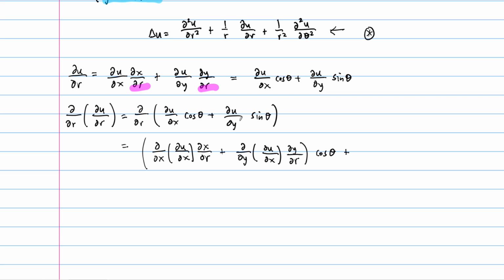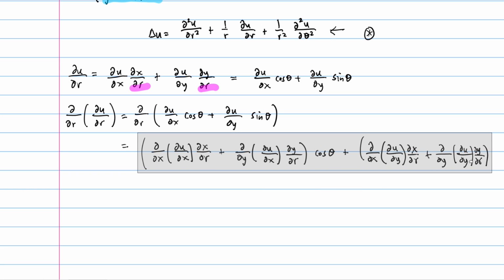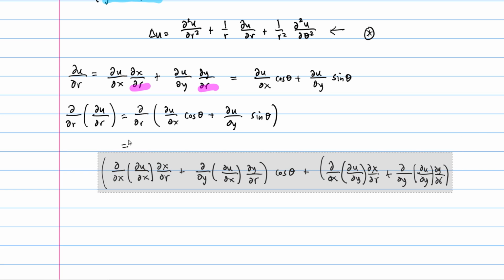Plus the chain rule is going to apply the same way here, right? So it's going to be d by dr. So what's it going to be? It's going to be d by dx applied to du by dy times dx by dr. So there's the chain rule. Plus d by dy applied to du by dy times dy by dr. I need more room here. But this is then going to be multiplied by the sine of theta, right?